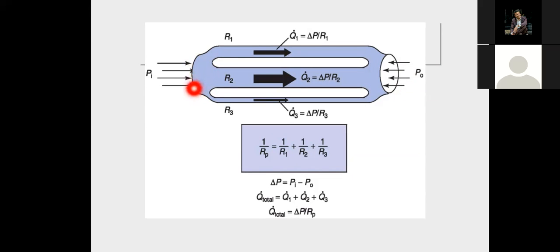We need to know what is the relationship between the segments. Is it series or parallel? If it's series, the total resistance equals R1 plus R2 plus R3. But if it's parallel, it will be this way: the reverse of R1 plus the reverse of R2 plus the reverse of R3 equals the reverse of the total resistance.